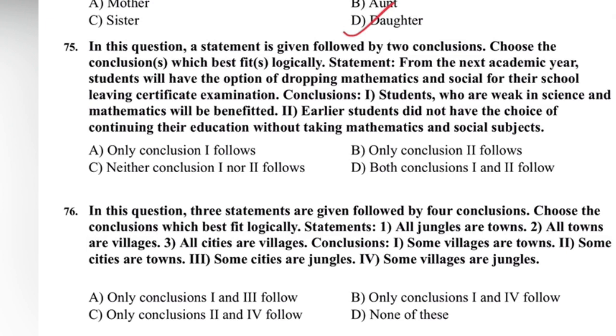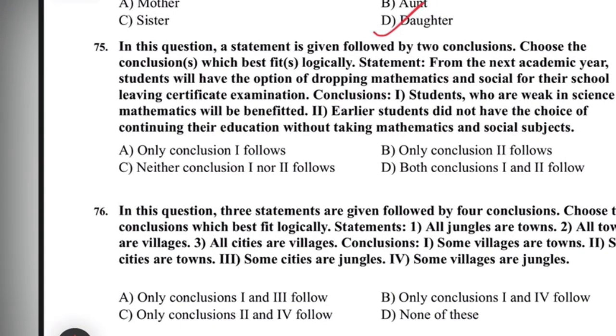In this question, a statement is given followed by two conclusions. Choose the conclusions which best fit logically. Statement: From the next academic year, students will have the option of dropping mathematics and social studies for their school leaving certificate examination. Conclusion: Students who are weak in science and mathematics will be benefited. Earlier students did not have the choice of continuing their education without taking mathematics and social subjects. So what is it, students? You can spot the error in the question.